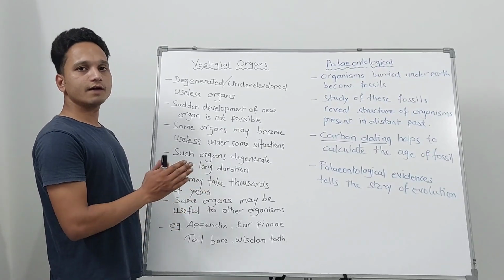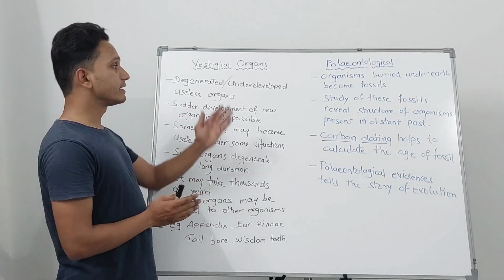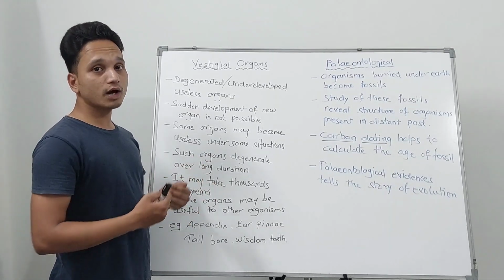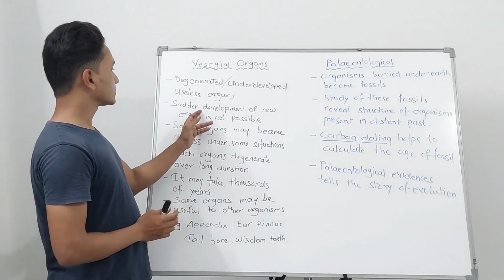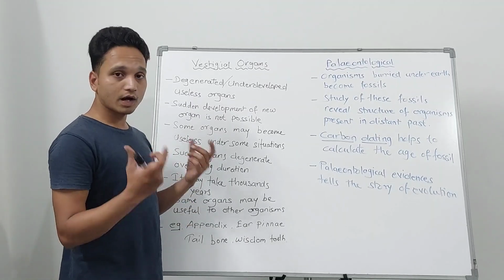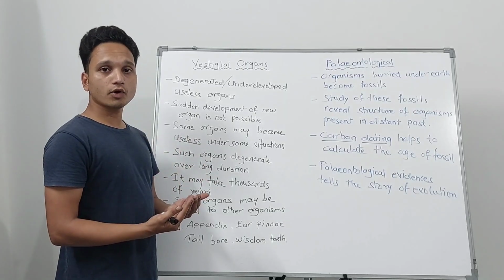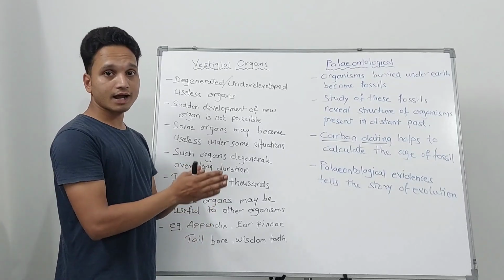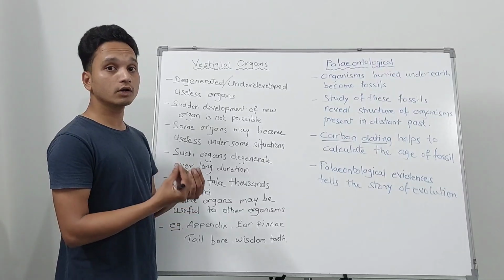So let's move on to the next evidence of evolution, which is vestigial organs. What are vestigial organs? Vestigial organs are degenerated, underdeveloped and useless organs. Remember, these might be useless to us, but the same organs may be useful in any other organism's body. So sudden development of a new organ is not possible with the changing surroundings, changing environment. Sometimes environment changes, surrounding changes, nature changes. And with that changing nature, it is not possible for any animal or plant to develop a specific organ to survive in that surrounding. It's not possible to develop a new organ all of a sudden.